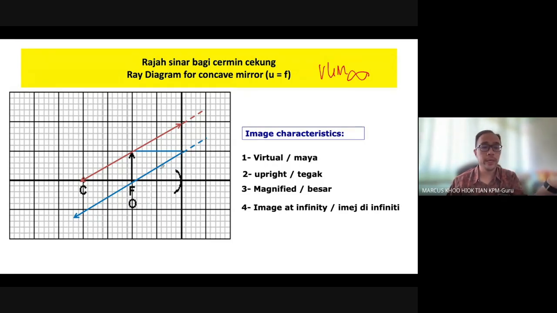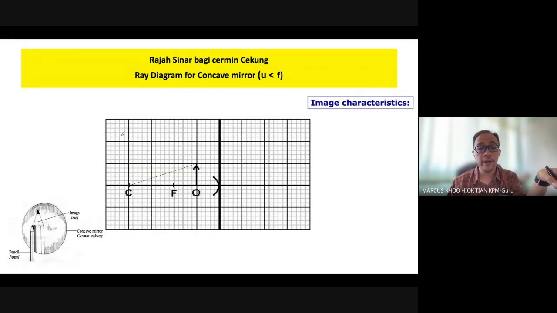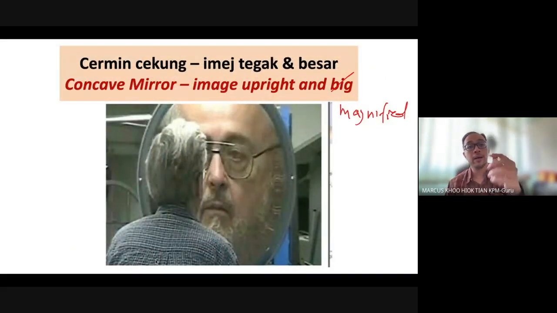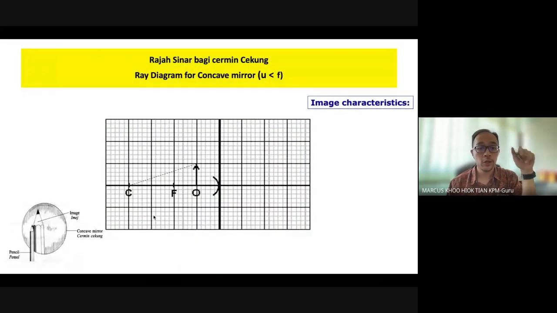Finally, our fifth drawing is u is less than F. We are bringing the object very near to the mirror. If you remember, so far, when we talk about concave mirrors, all the images are inverted and diminished, real, inverted, diminished, generally. It is all inverted except for one situation. Remember, concave mirror curves inwards. There is only one situation where the image is upright and magnified, in which you are very, very near to the mirror. So this is the drawing that we want to draw over here. Same thing.